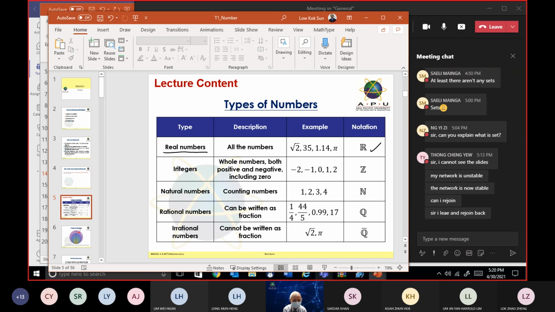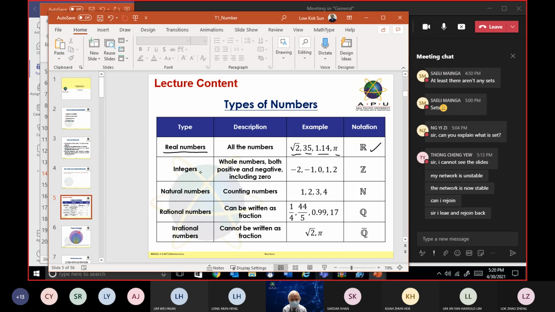In fact, the integer, natural number, rational number, irrational number, they are all real number. Our real number is the biggest set. It includes everything here. All these form the real number. So if you look here, all the number is considered real, except the complex number. You must have seen example like this, 35, 1.14, and also pi. Pi has a special meaning. Later on we'll talk about that.